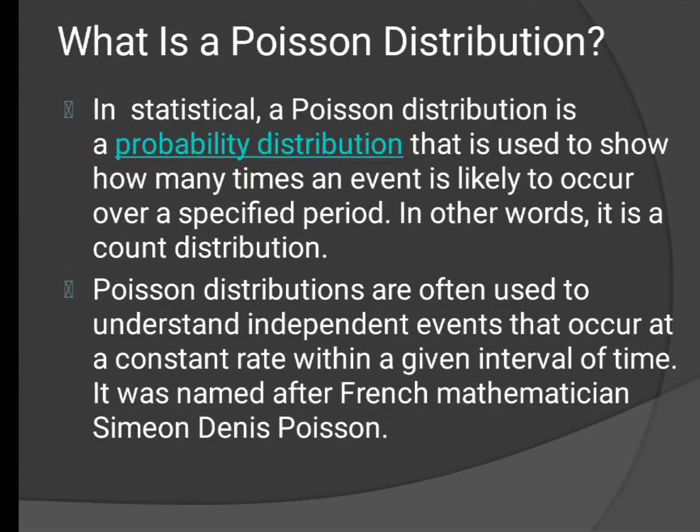In statistics, a Poisson distribution is a probability distribution that is used to show how many times an event is likely to occur over a specified period. In other words, it is a count distribution. Poisson distributions are often used to understand independent events that occur at a constant rate within a given interval of time. It was named after French mathematician Simon Denis Poisson.